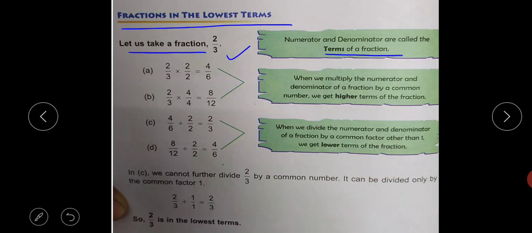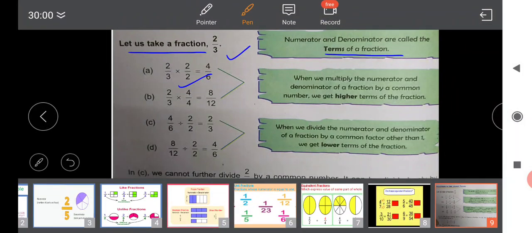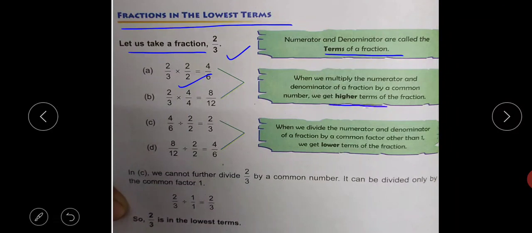Now when we multiply the terms of fraction by 2, we get higher terms of the fraction, यानी हमें बड़ी टर्म मिल गई. 2/3 is equivalent to 4/6, but 4/6 is higher term of 2/3. Similarly, when we multiply 2/3 by 4, it is equivalent to 8/12. So 8/12 is also higher term of 2/3.